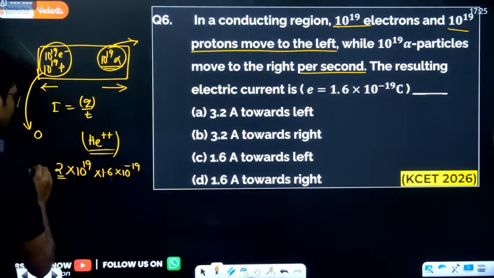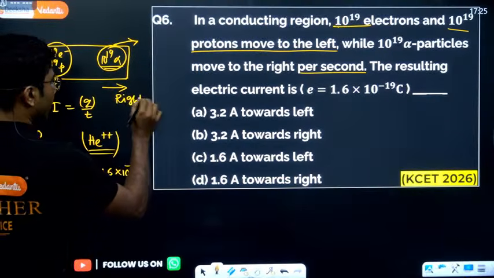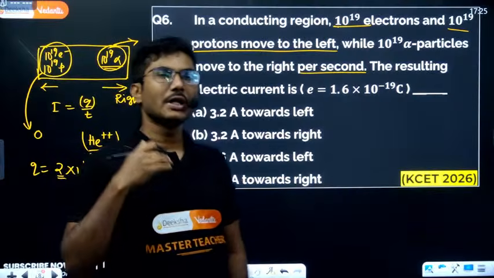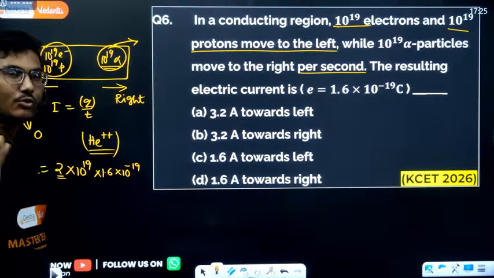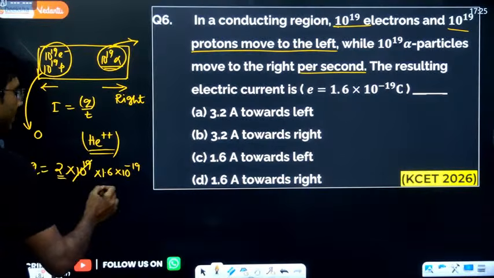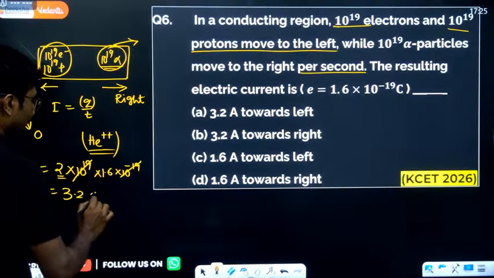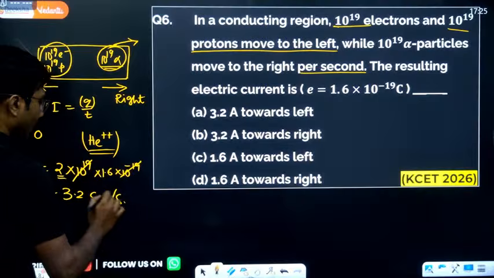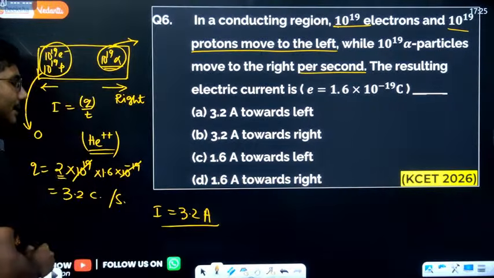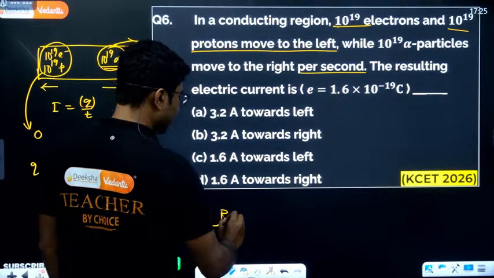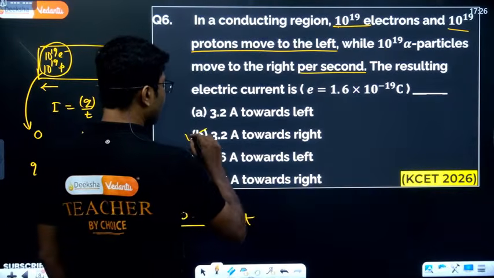So this is the total charge that is flowing, and in which direction is it flowing? It is flowing only towards the right. On the right side, positive charges are moving. On the left side, positive and negative charges are moving in equal numbers, so they will cancel each other. So 10 to the power 19 and 10 to the power of minus 19 cancel, and we get 3.2 coulomb of charge per second. That means the current is equal to 3.2 ampere. The direction is obviously right, because on the left side everything cancelled out. So it will be 3.2 ampere towards the right.